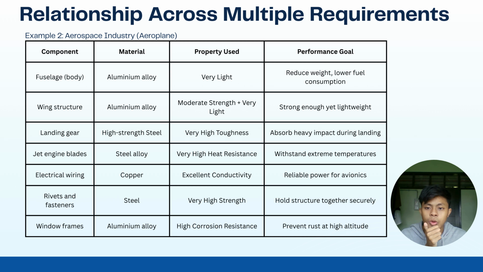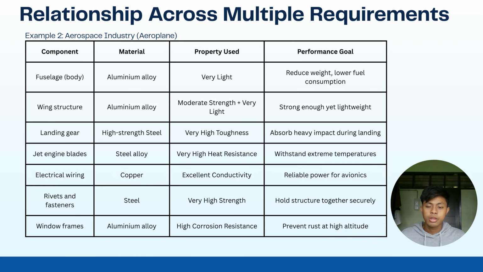For the wing structure, the material used is aluminum alloy. The property used is moderate strength plus very light, and the performance goal is strong enough yet lightweight. For the landing gear, it is high strength steel, with very high toughness to absorb heavy impact during landing. The material for jet engine blades is steel alloy, which is very heat resistant, and the performance goal is to withstand extreme temperature.